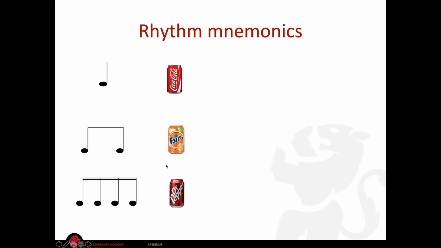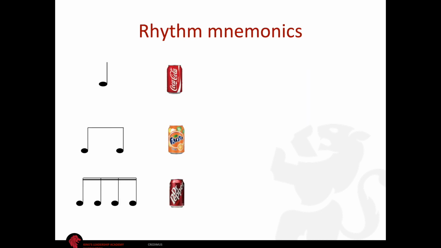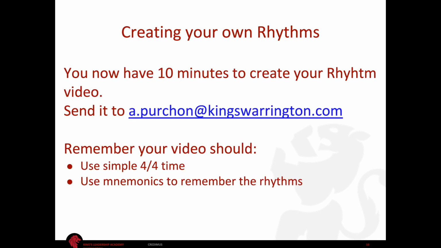So I'd like you to create a video. It only has to be a short video. Mine was maybe 10, 15 seconds long maximum. And remember, your video should use simple 4/4 time. There are 4 beats in a bar. And come up with your own mnemonics. It might be that you change the drinks to food types, football teams. It might be that you change them to your own name. So you record a video. When you've recorded that video, send it to Miss Persian, and then I get to see what you've done, and it'll be fantastic. And then in September, we can take the knowledge we've learnt and then transfer it to instruments.